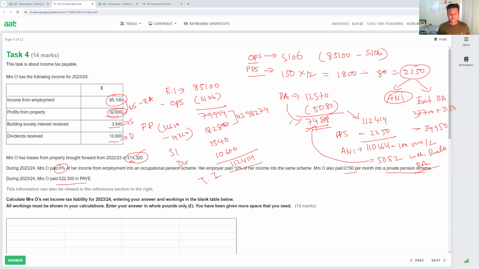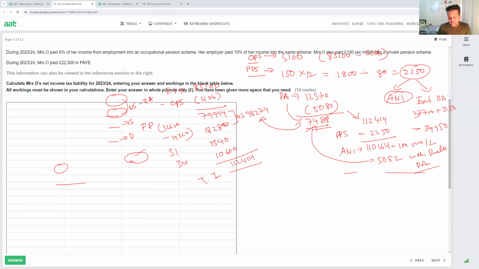So we have now all the information. Remember that the personal allowance needs to be used against the non-saving income first, because the non-saving income doesn't have any allowance. On the other hand, for the saving, I have allowance. For the dividend, I have allowance. So for that reason, the personal allowance is always used against the non-saving first. Okay, let's move on. Now we need to calculate our tax. So we need some space.